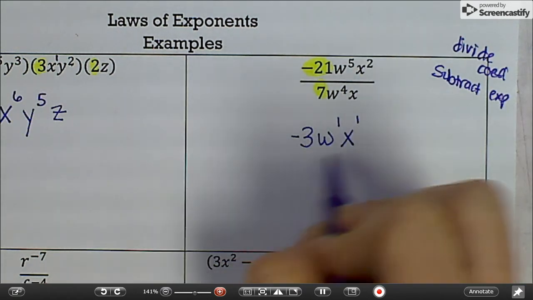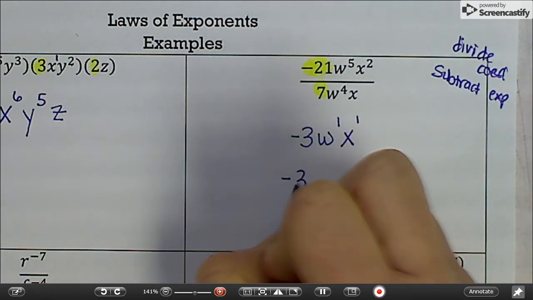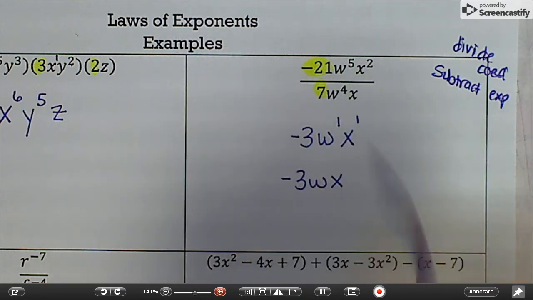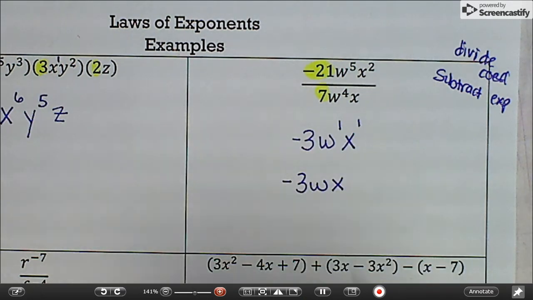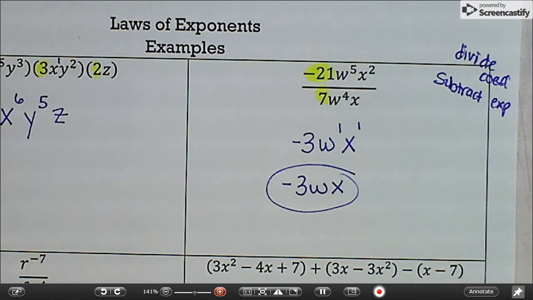You can write it this way, but the best way to write it would be without the 1s, because we don't need them. If it doesn't have a 1, it means there is 1. All right, so that's basic division.